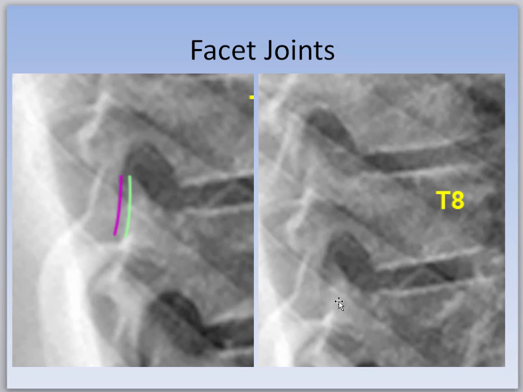Now, facet joint, if you look here, this would be the T9 vertebral body right here. I could use T8 as well. Here's T8. And here is the superior articular facet of T8. And it's meeting the inferior articular process, which is one half of the facet. Here's the inferior articular process of T7. So together they make the facet joint right here. So if you see something like this, just say thoracic spine, facet.